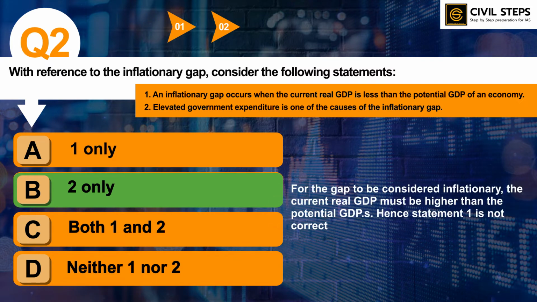So for the gap to be considered inflationary, the current real GDP must be higher than the potential GDP. So statement 1 is not correct. About the second statement, it is correct about inflationary gap. So you should know what is inflation, types of inflation, what is inflationary gap, what is deflationary gap, how can we curb inflation, what are the monetary tools to do that, or what are the fiscal policy tools. So you should be aware about all this stuff. So let us discuss question number 3.